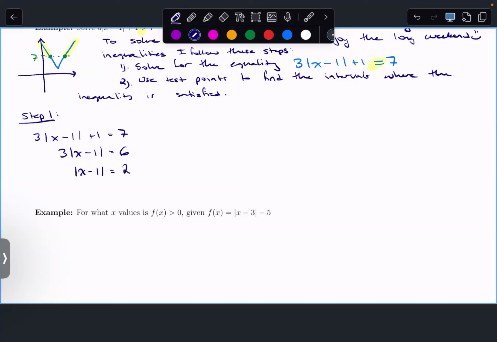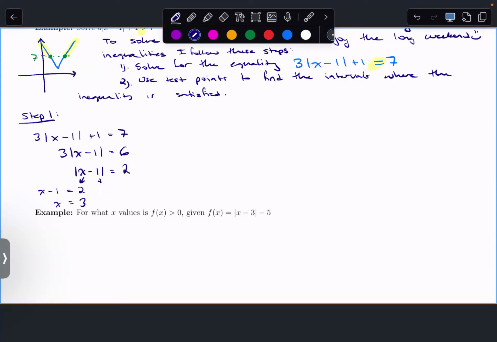Once I'm down to the absolute value, I know that the positive version of x minus 1 has to equal 2, but also the negative version of x minus 1 has to equal 2. And if you like to make the 2 negative, that's fine. It's just not how I was raised, academically raised, I guess. And so the positive version, x minus 1 is equal to 2. That's easy enough. X is going to be 3.